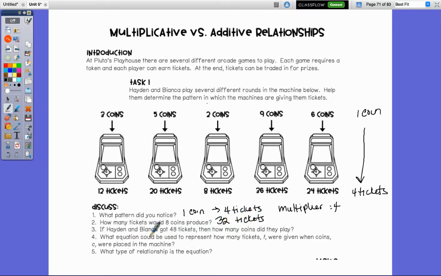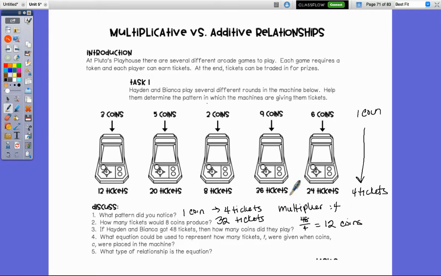If Hayden and Bianca got 48 tickets, then how many coins did they play? Well, how would we do that? I have an answer, and I need to figure out the input. I can't multiply it, I need to undo it, so I'm going to divide. So 48 divided by 4 is 12 coins.